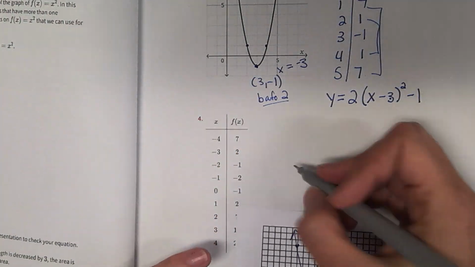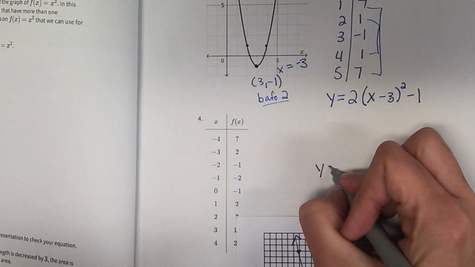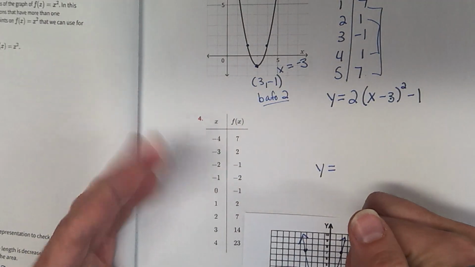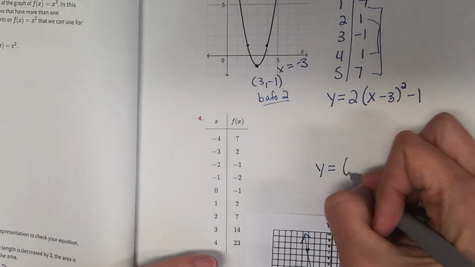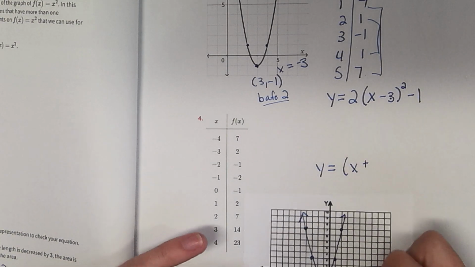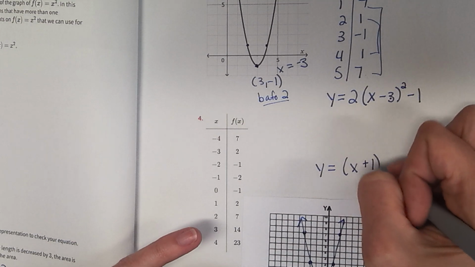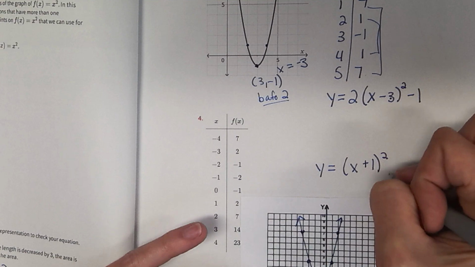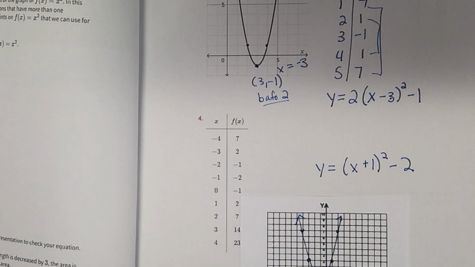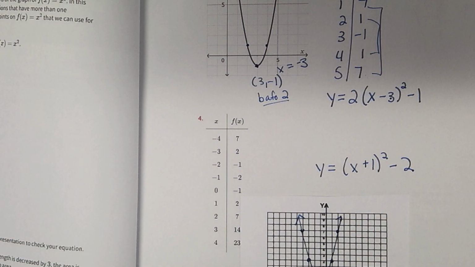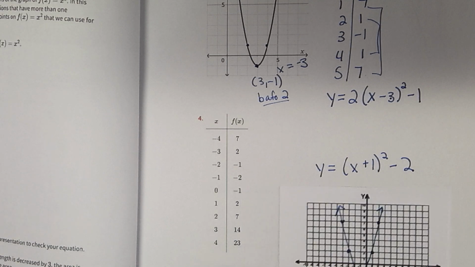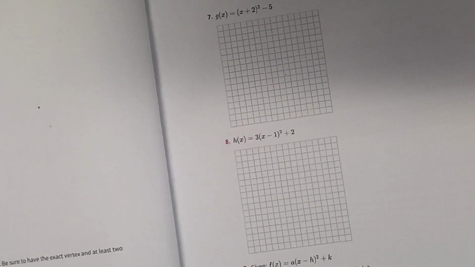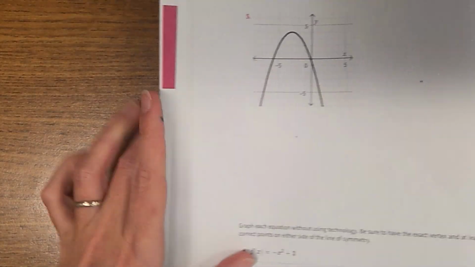So what might that look like in my equation? Y equals. So if I'm shifting it to the left, then I'm going to have an x plus, and how far left have I gone? Just one spot, I think. And then if I move it down, I know I'm going to end up having to take away 2. So what if we have something like this? Does that seem to match up with what we want? I think so.